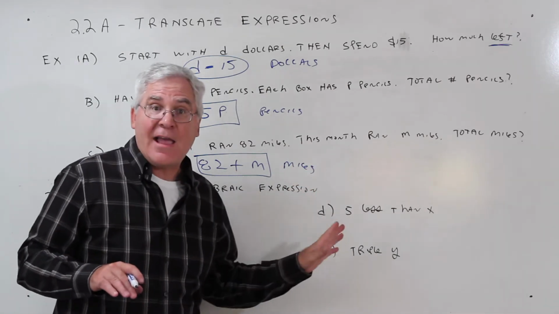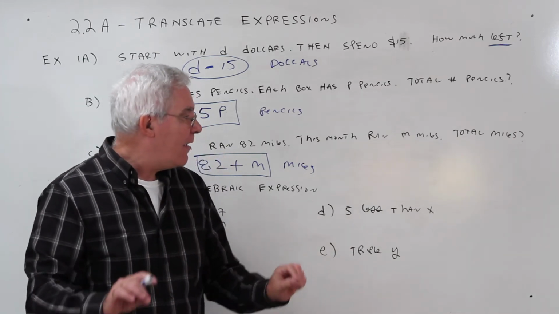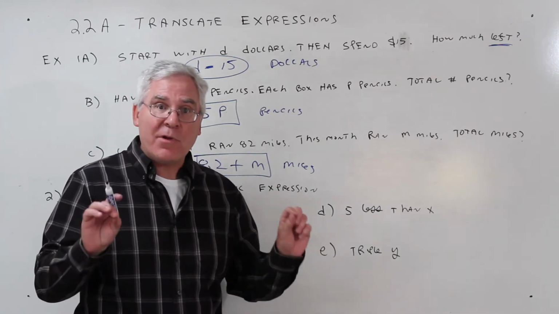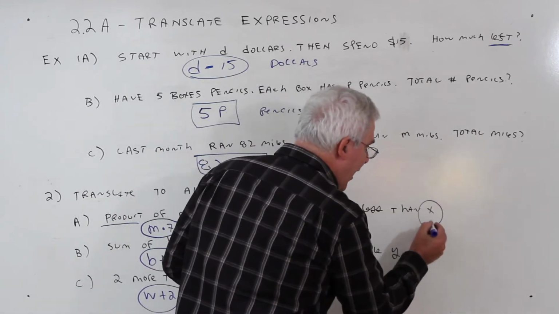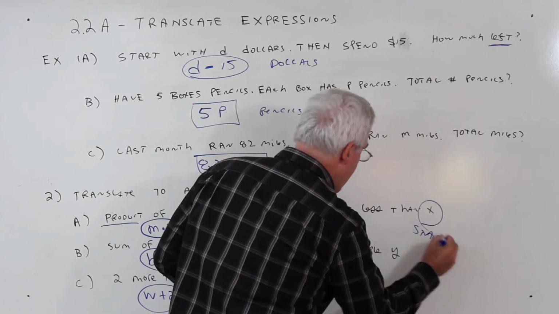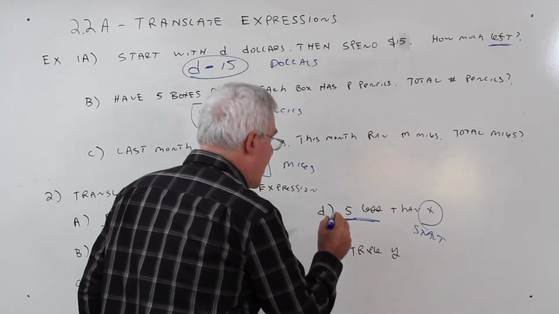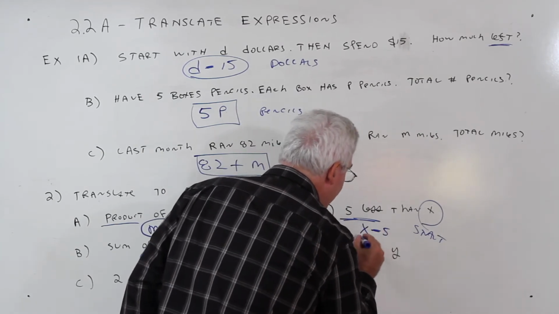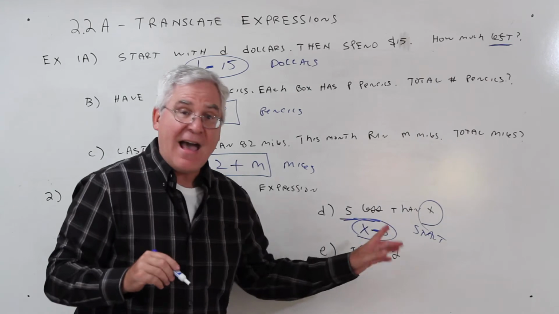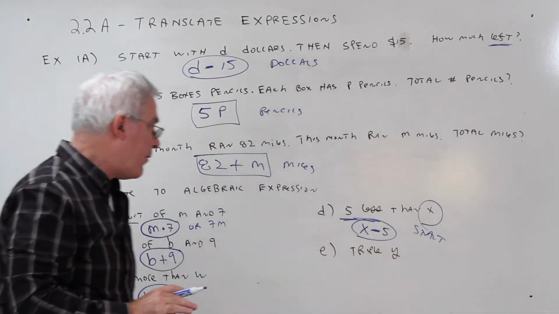All right, D. Oh, here's an example. 5 less than X. Here's the common mistake. It is not 5 minus X. I repeat, it is not 5 minus X. I started with X, and then I did 5 less. So it's going to be X minus 5. 5 less than something. Always do the less than and add to the far right.